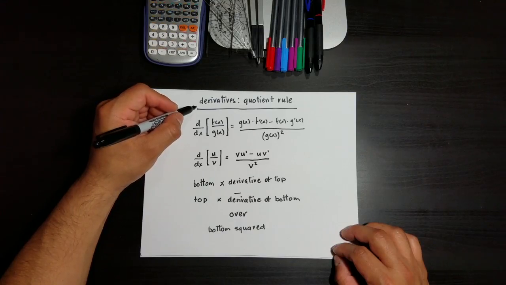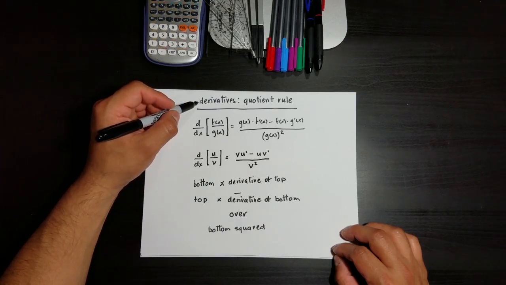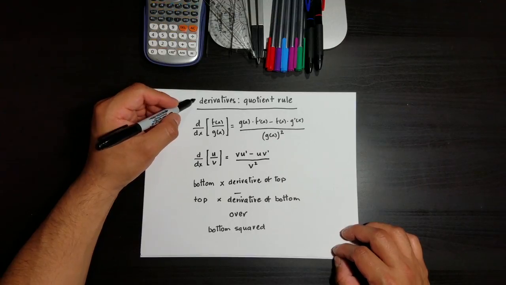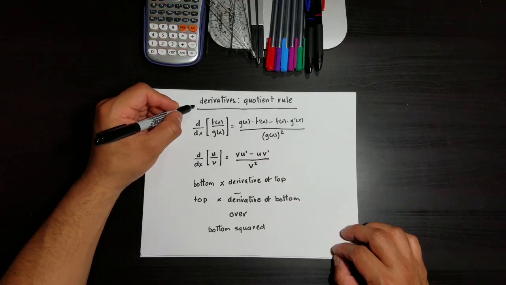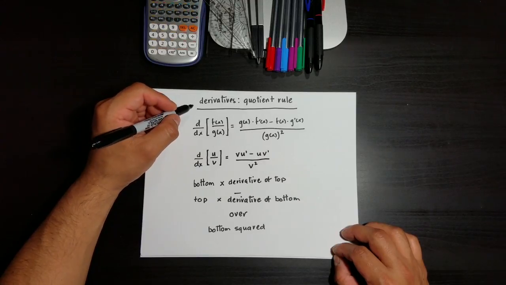Hi, in today's video, we're going to be looking at derivatives and the quotient rule. If you haven't had a chance, take a look at my previous video where we took a look at some examples that dealt with the product rule.